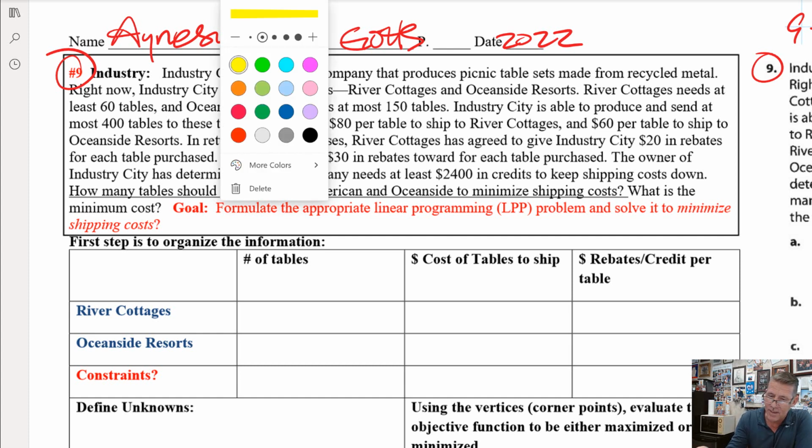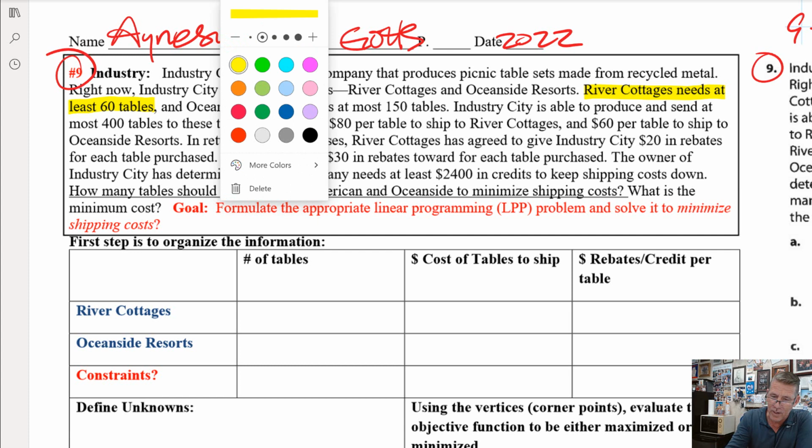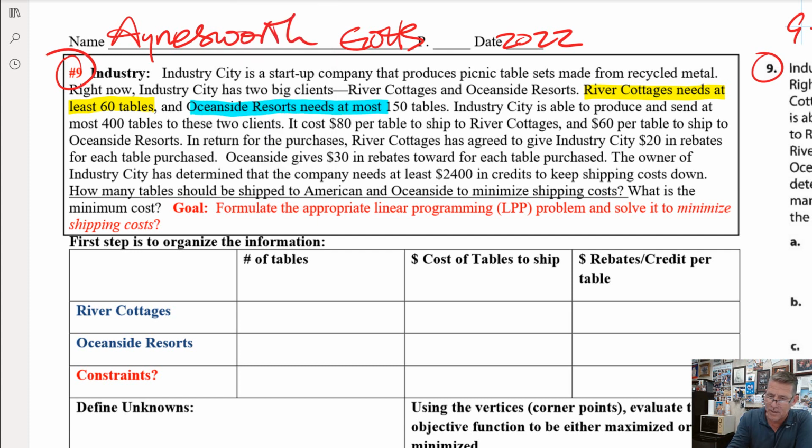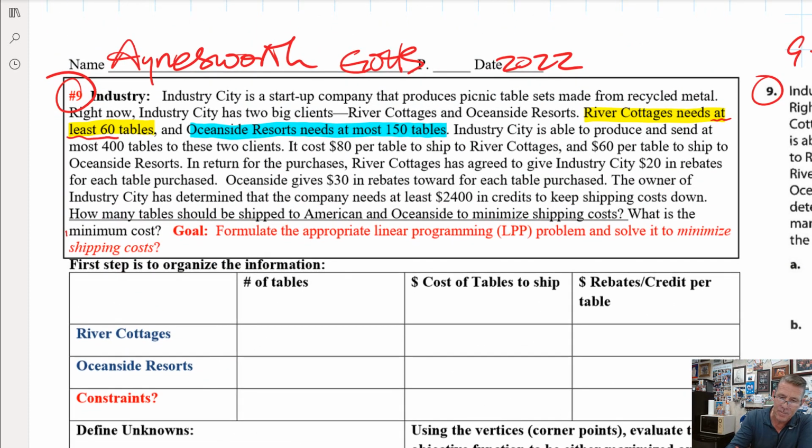Guess what? That is going to be a constraint here because it says River Cottages needs at least 60 tables. Whereas, if you read on a little bit, it says Oceanside Resorts needs at most 150 tables. What we need to do is organize these ideas and interpret what it means to be at least 60, and what it means to be at most 150. These become inequalities. One's a min and one is a max, and you need to be able to interpret these as numbers here.